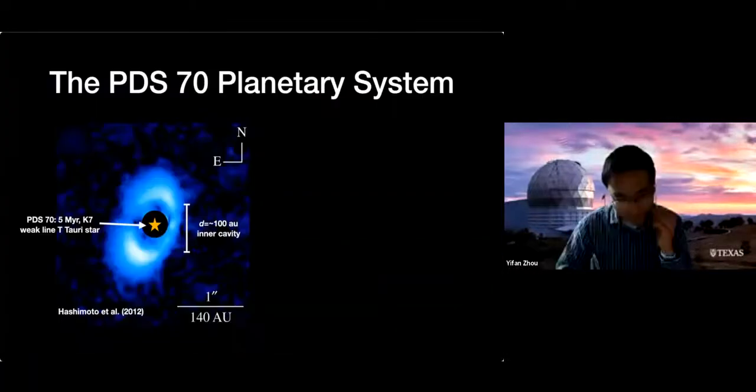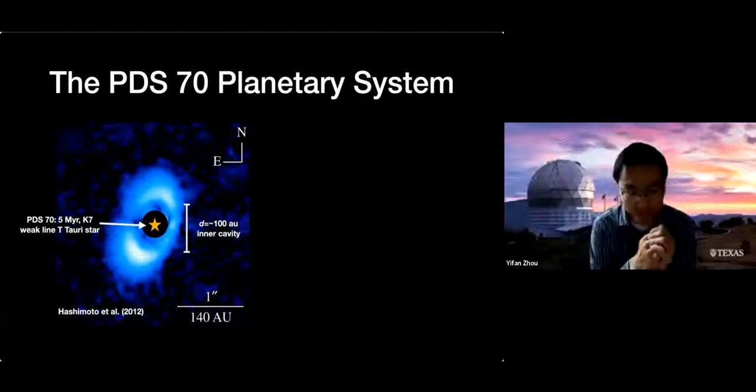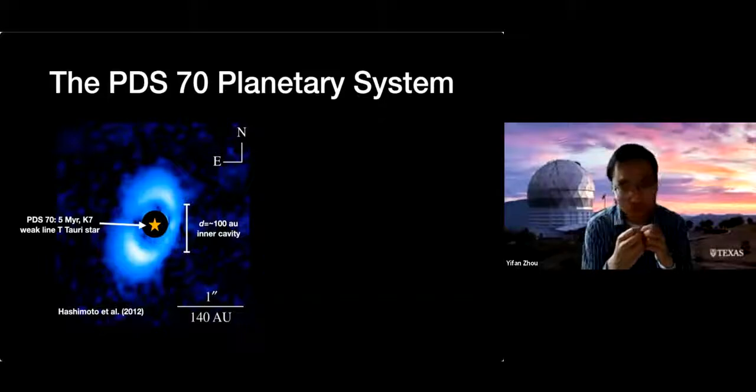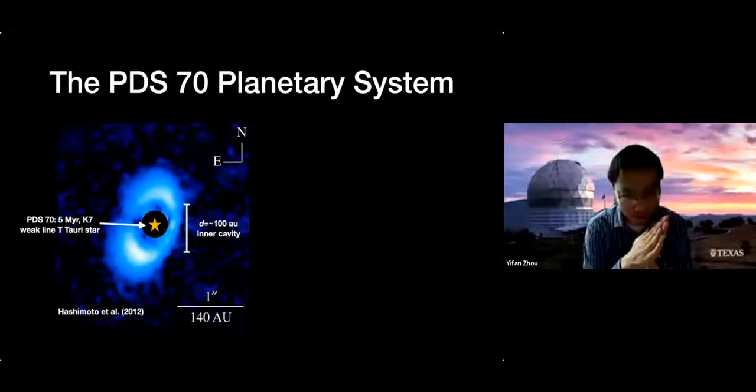the PDS-70 system has been a favorite for studying planet formation in the past decade. The beginning of this is probably because of the rich structures that have been discovered in the circumstellar disk around the star PDS-70, which is a 5 million year old weak-line T Tauri star. Back in 2012, Hashimoto et al. used high contrast imaging to observe this star and found that the disk has a giant inner cavity. The inner cavity has a diameter of about 100 AU.